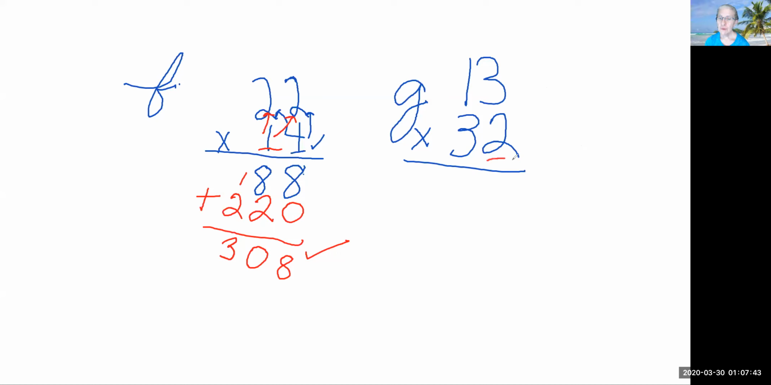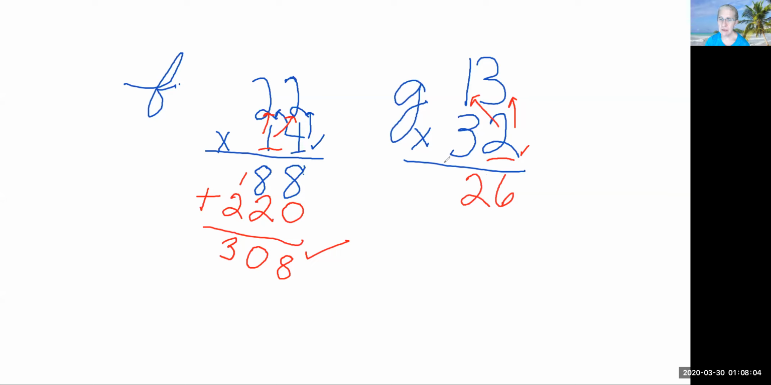All right, so we're going to start with the ones column. 2 times 3. We're going to go from the ones column to the ones column. 2 times 3 is 6. We're going to go from the ones column to the tens column on top. 2 times 1 is 2. Okay, so we did the ones column.